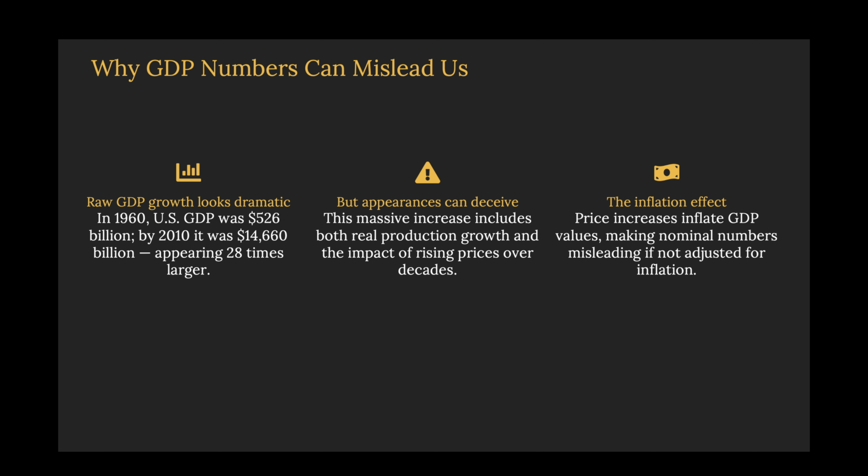But obviously, that's not true in terms of actual stuff produced. A big part of that 28-fold jump is simply that prices got higher over 50 years. So, to really understand how much more the country is producing, we need to separate the part of GDP that reflects more goods and services and the part that reflects higher prices. That's exactly where the idea of nominal GDP versus real GDP comes in.